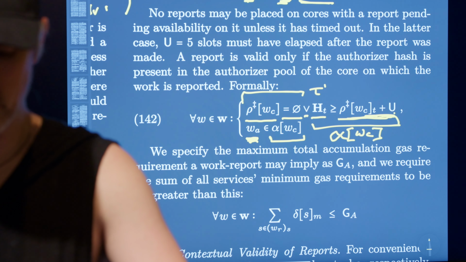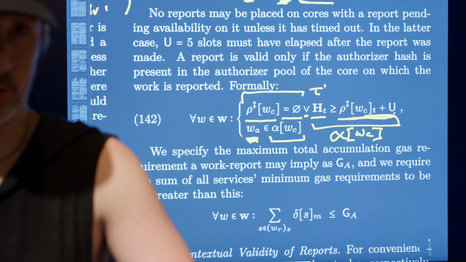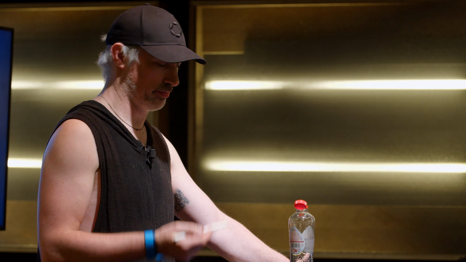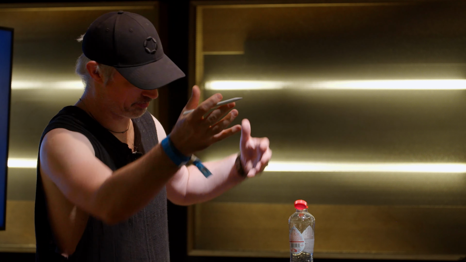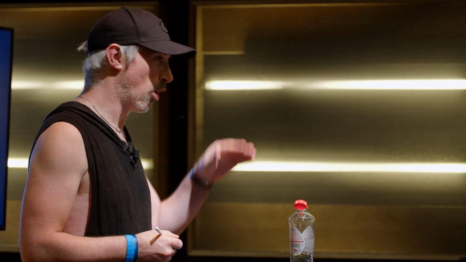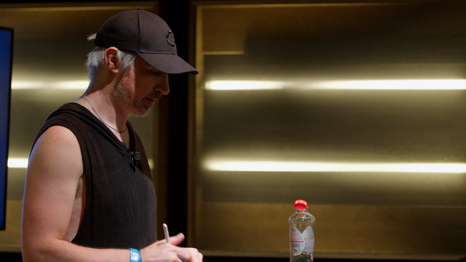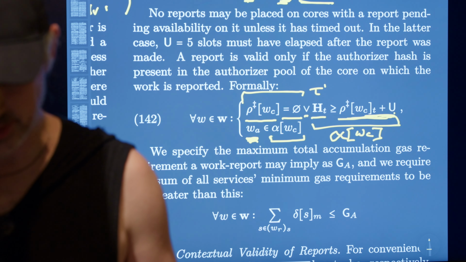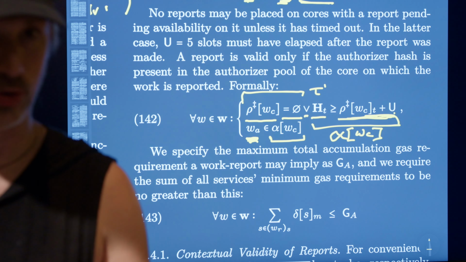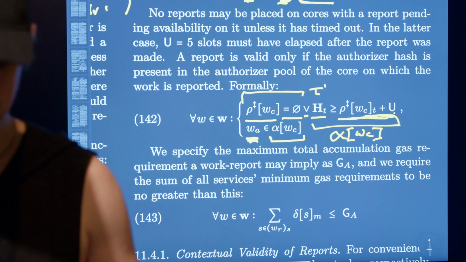Yep. This is crucial for Agile core time to work in JAM. You need to make sure that the work package transitioning to a work report was a valid thing to do on this core at this time. Alpha is the term of state that tells us what is allowed to happen on this core at this time.